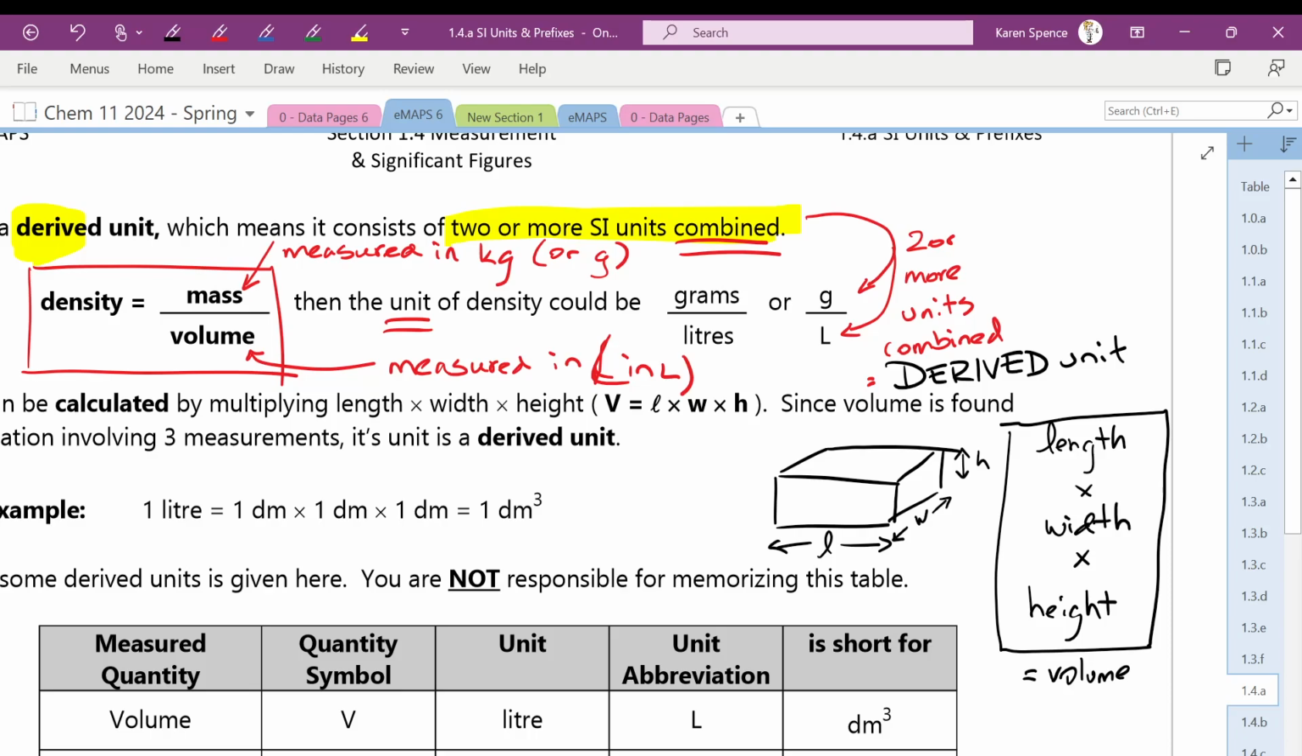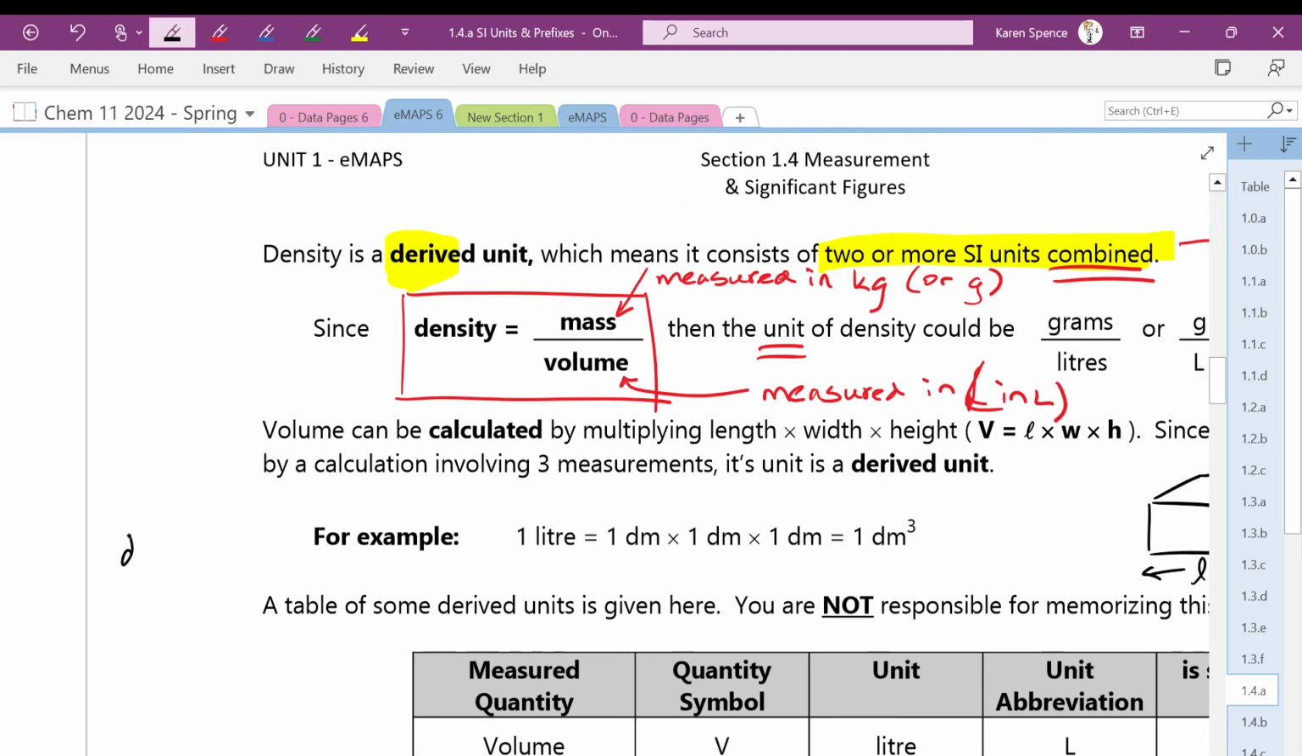A decimeter is equal to 10 to the negative 1 meters. Do you guys know what 10 to the negative 1 means in terms of a fraction? Yes. It's 1 over 10 to the 1, which is just 1 over 10. And how would we say that? We would say that that is 1/10 of a meter.